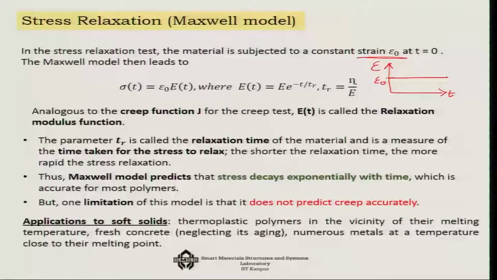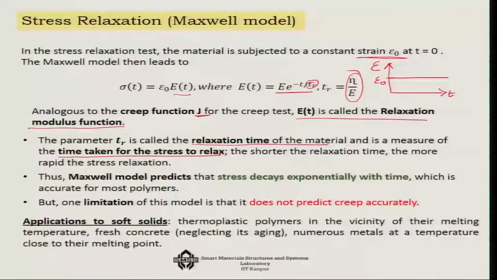Now, we already know from the model that sigma t is epsilon 0 E t, where E t is e raised to the power minus t by t r, and this t r is eta over E, and analogous to the creep function j, our function here is the relaxation function E t, the relaxation modulus function, and this time t r is very critical. The t r is called the relaxation time of the material, which is a measure of the time taken for the stress to relax and to come down to 0.